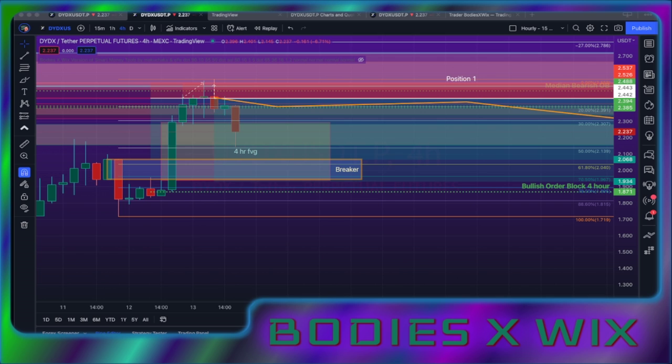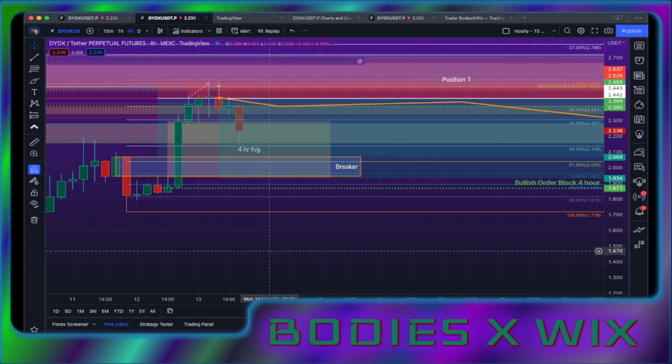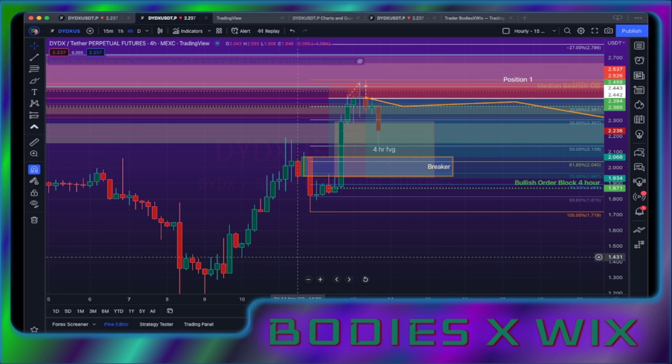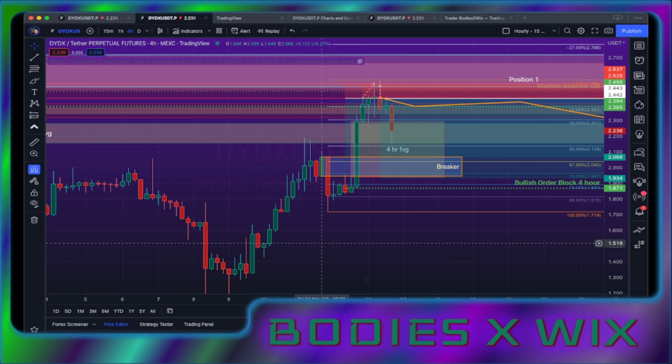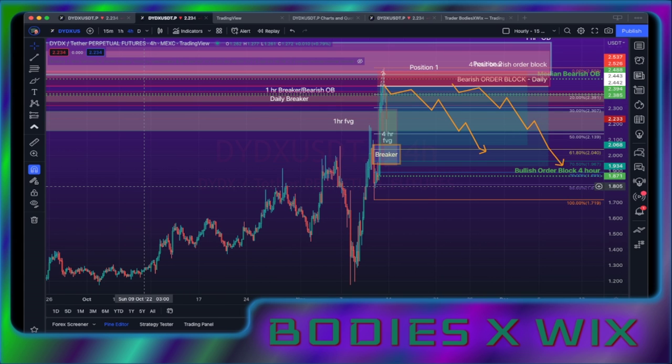DYDX. Whatever that means. No, I know what it means. It's a decentralized exchange. It was the only one moving today, basically. Everything else seemed like it has been in consolidation mode, going down slowly. This one actually had some movement, so that's why I decided to trade with it.